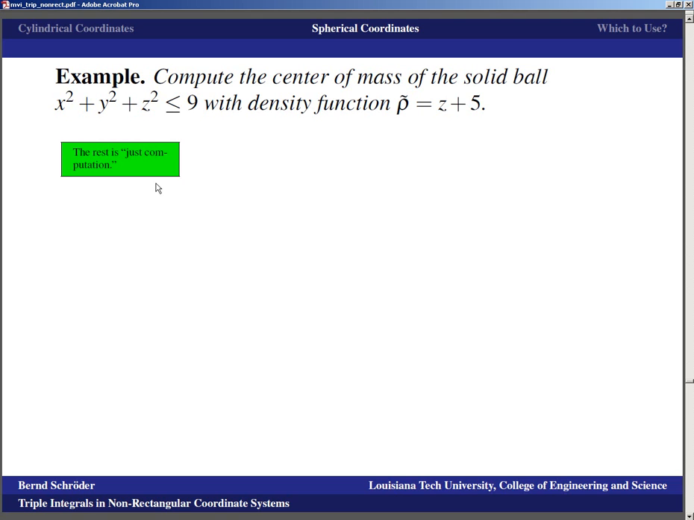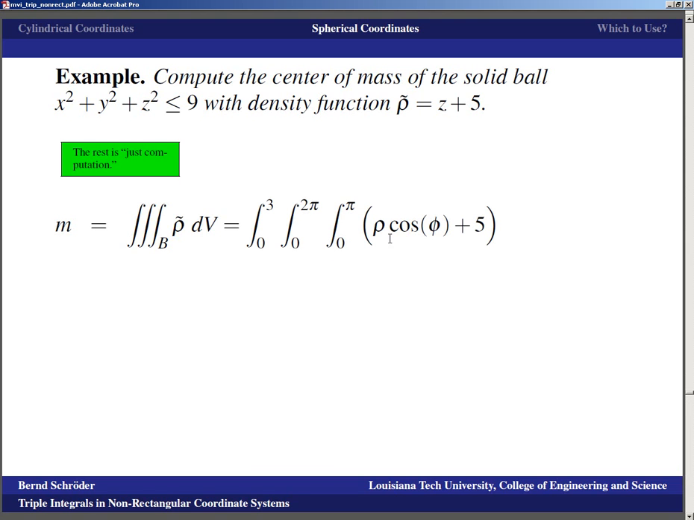Well, this is basically a straight computational problem because I think we can all visualize what a solid ball looks like, which is also why I didn't have a picture in here. What do we know? We know that the mass has to be the integral of the density over the volume. In order to integrate over a ball of radius 3, the radius goes from 0 to 3. The angle theta goes from 0 to 2 pi. The angle phi goes from 0 to pi. We would integrate our density function, which in spherical coordinates is z being rho cosine phi, plus 5. And then we have the rho squared sine phi d phi d theta d rho.